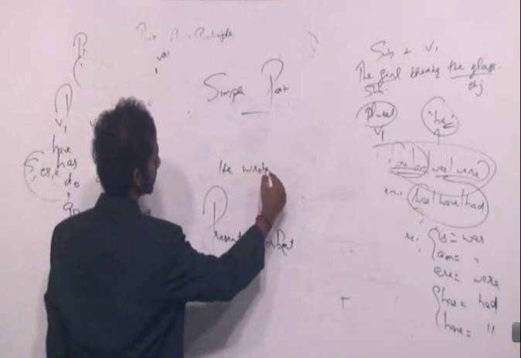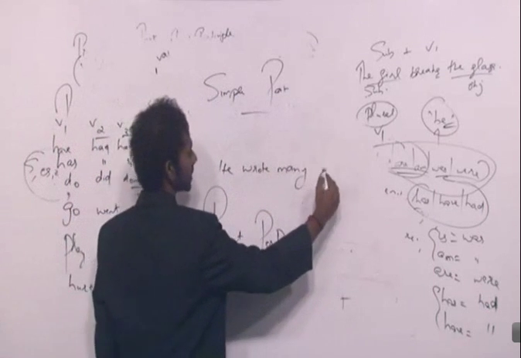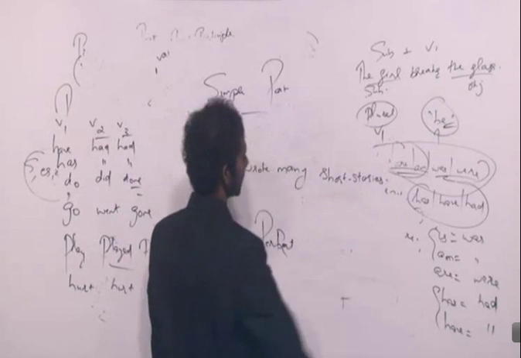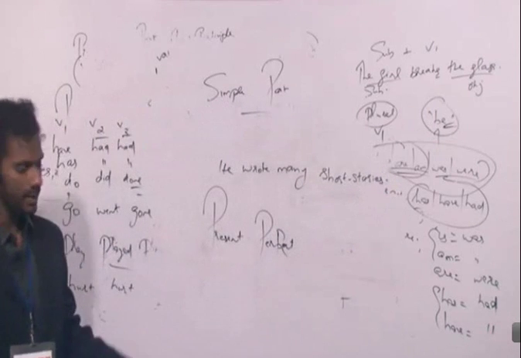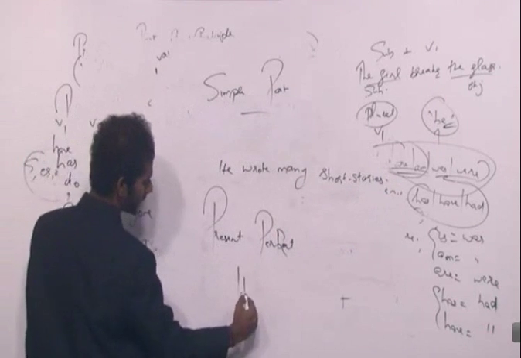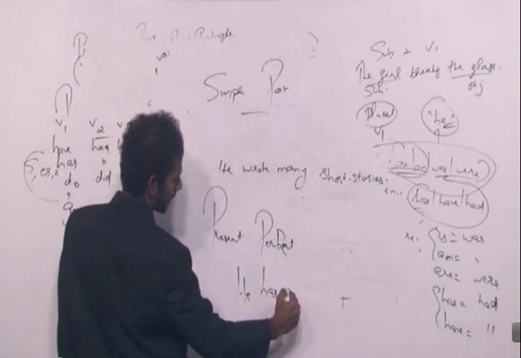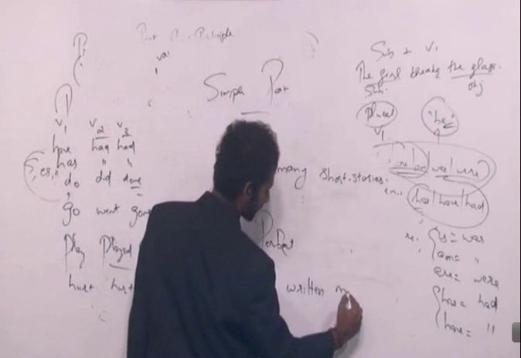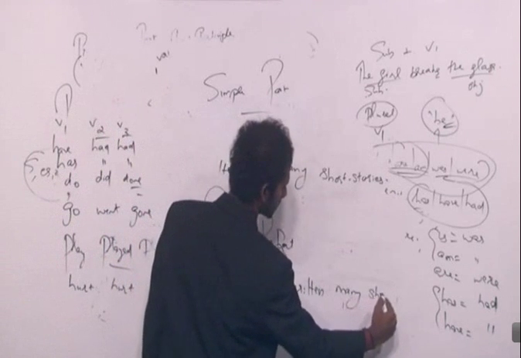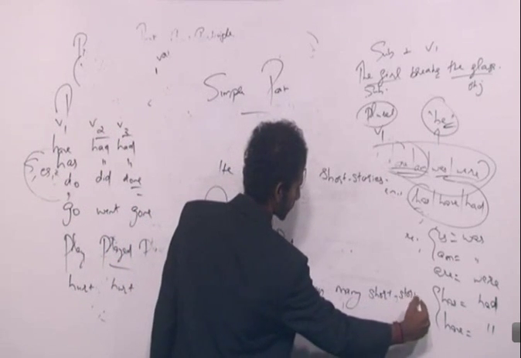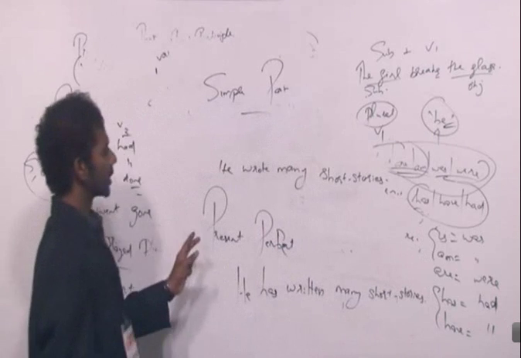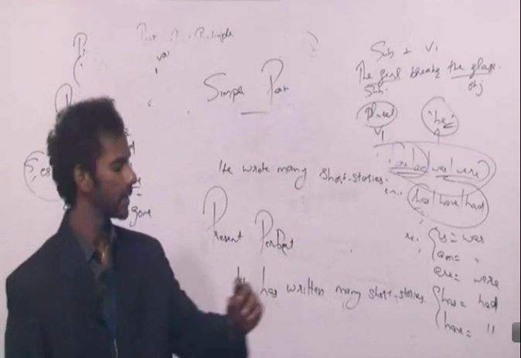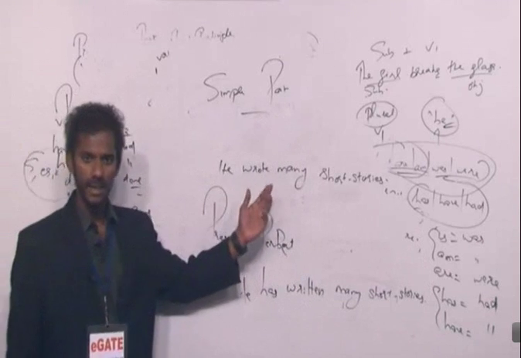Clear? Fine. First, say, he wrote many short stories. He wrote many short stories. He has written many short stories. He wrote many short stories. He has written many short stories. Clear? Fine. Come to the first sentence.